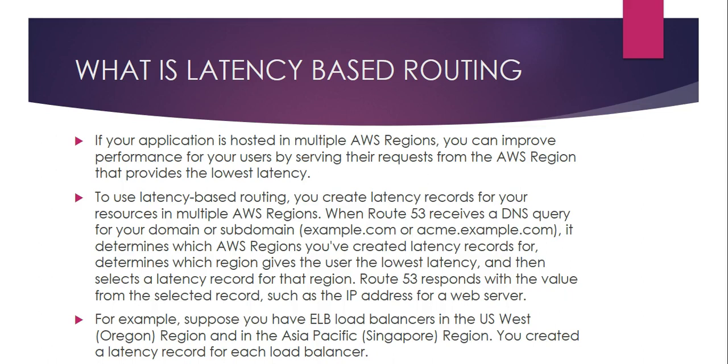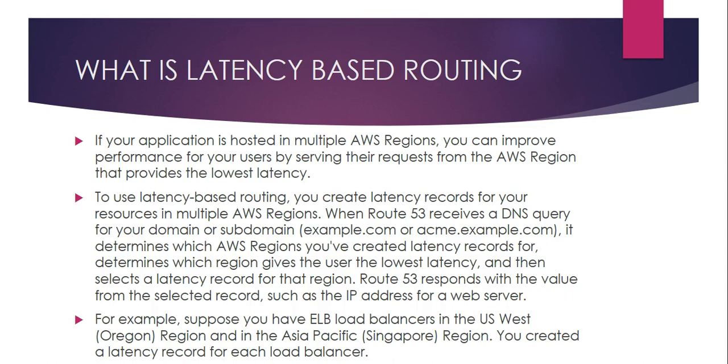When Route 53 receives a DNS query for your domain or subdomain, like example.com or stopbeinglazy.in that we are using, it determines which AWS regions you have created latency records for, determines which region gives the user the lowest latency, and then selects a latency record for that region. Route 53 responds with the value from the selected record, such as the IP address for a web server.